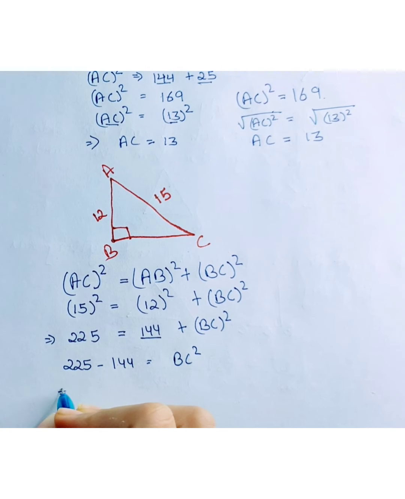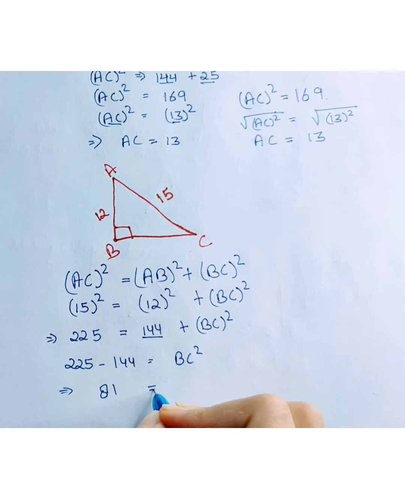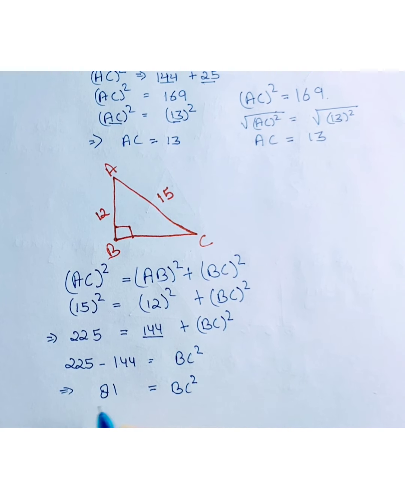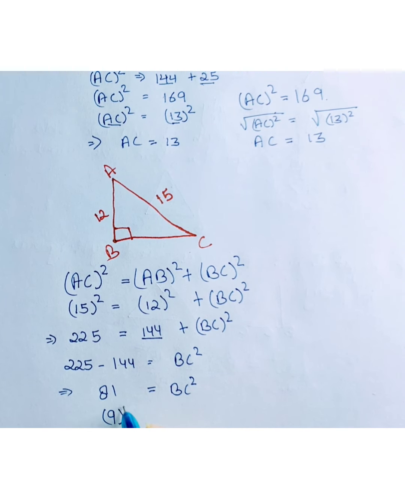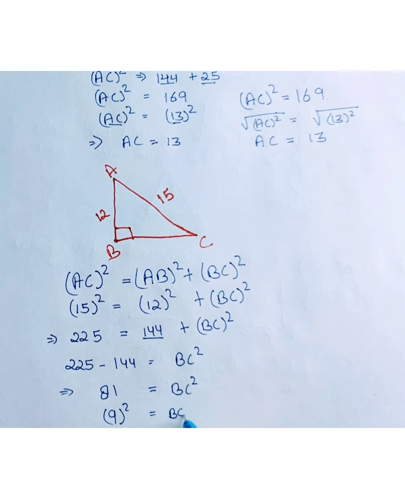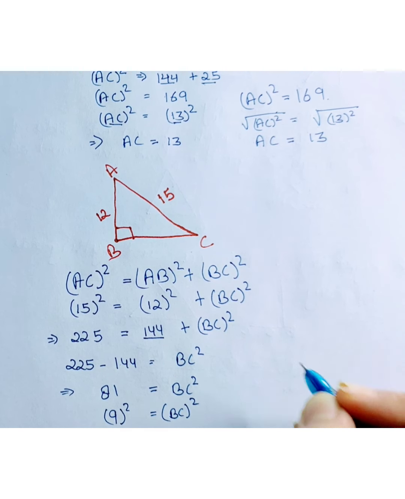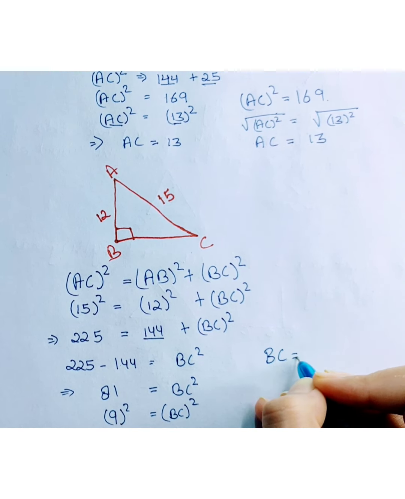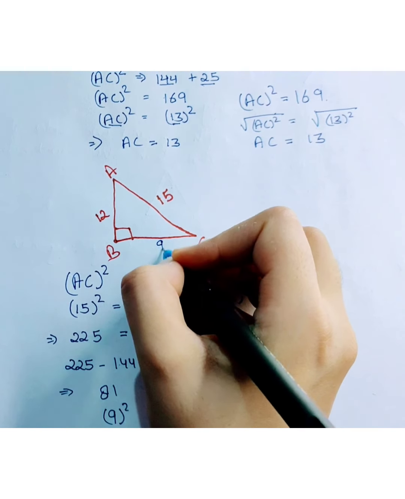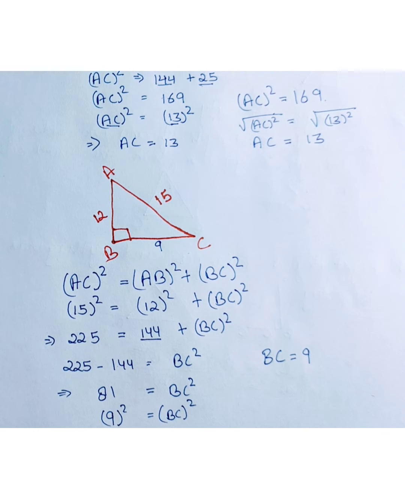Now when you subtract it, you will get 81 is equal to BC square, and 81 is the square of 9. So 9 square is equal to BC square. So by comparison you can say that the value of BC is 9. So here our introduction for this chapter is completed.